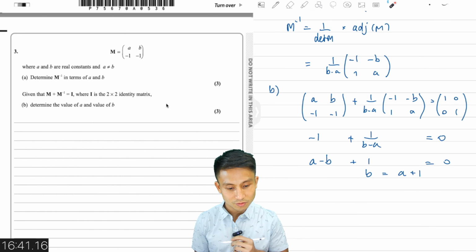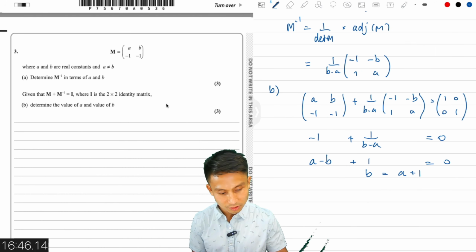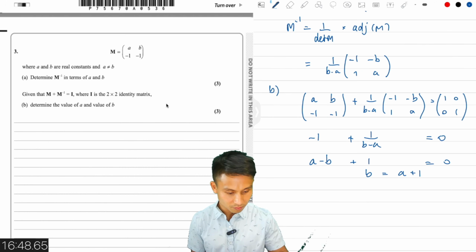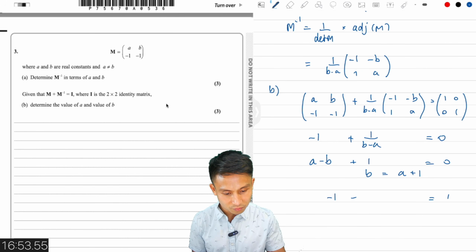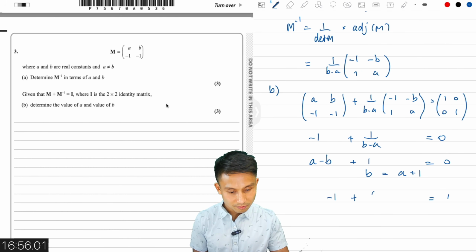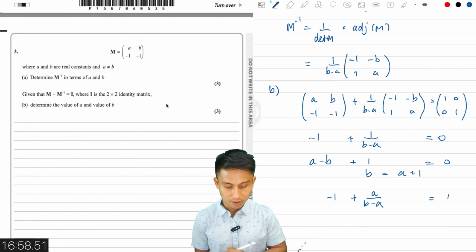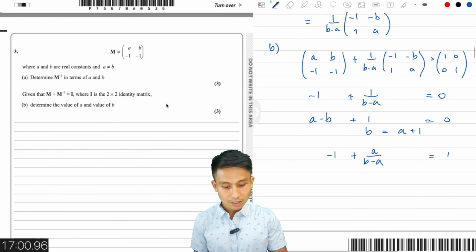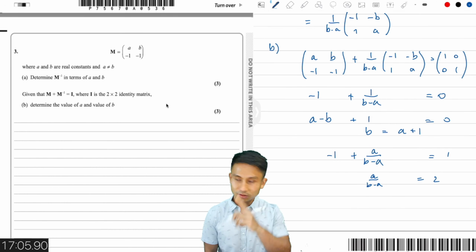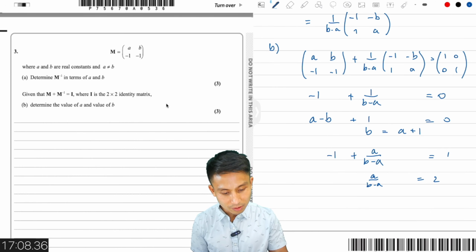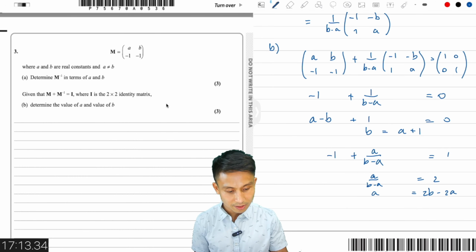And then if I pick similarly, I'm just going to do this one right here, the bottom right, so equal 1 on the right. And then I have minus 1 here for the first one, plus a over b minus a equals 1. I move minus 1 to the other side, I have a over b minus a equals 2, just plus 1 on both sides. And then I multiply out, I get a equals 2b minus 2a. So that is saying 3a equals 2b.